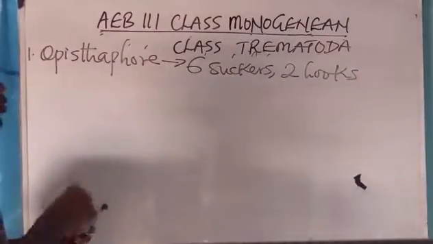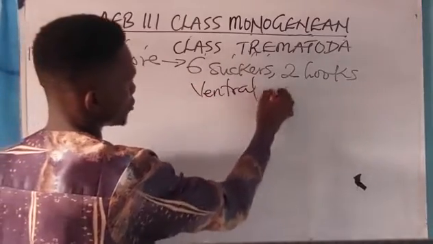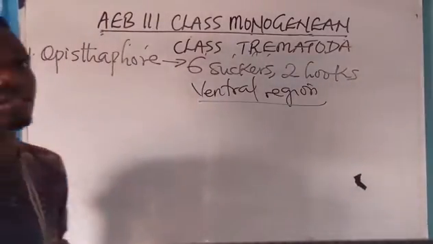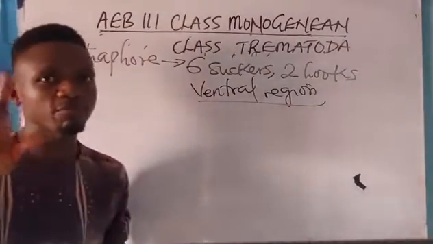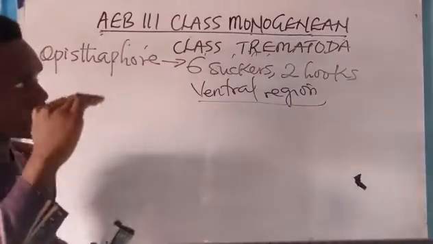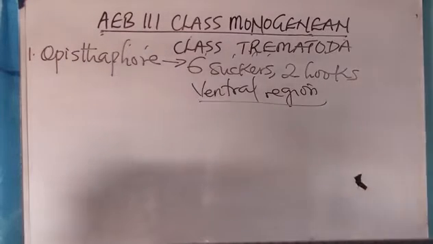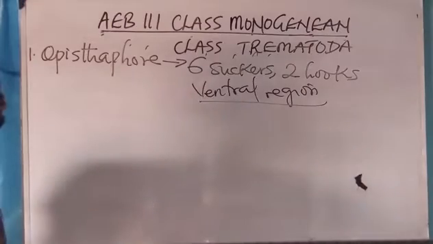And this opisthaptor is just found at the ventral region, not dorsal region. I told us that the platyhelminthes are dorsoventrally flattened, okay? And that is why they are called what? Flatworms, because they are flattened, that is dorsally and ventrally. Okay, is there another one? Yes, opisthaptor at the ventral region, 6 suckers and 2 hooks.